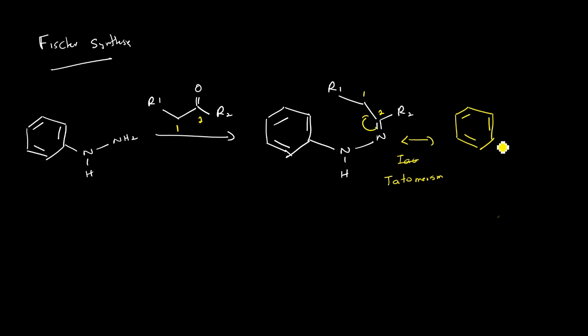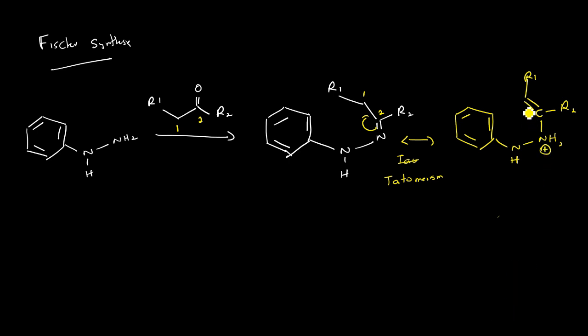Same benzene structure. Here we have the NH, and here we have NH2. Here we have the second carbon, this is the second carbon, and a double bond here, right? And here we have the R1. R2 is in the same position. Now here we will have a positive charge on the nitrogen.